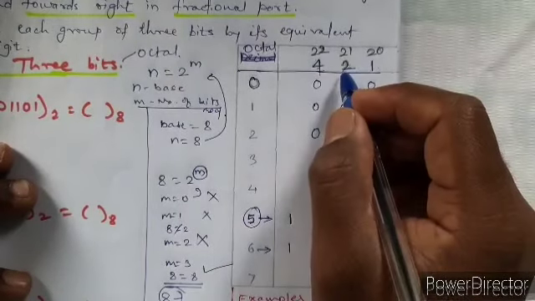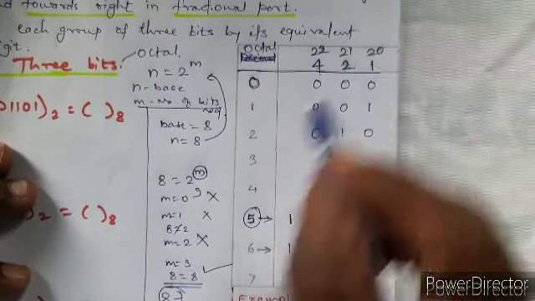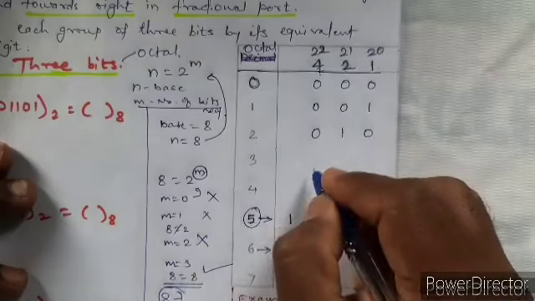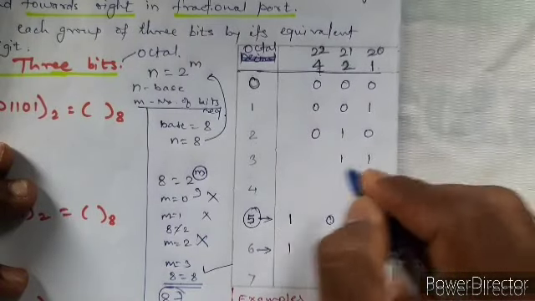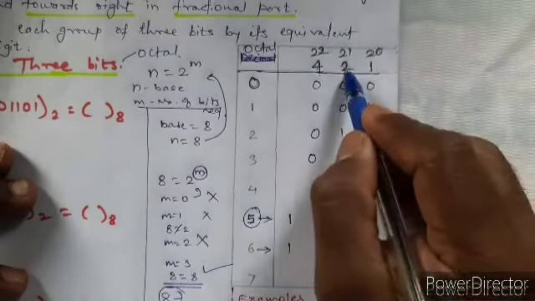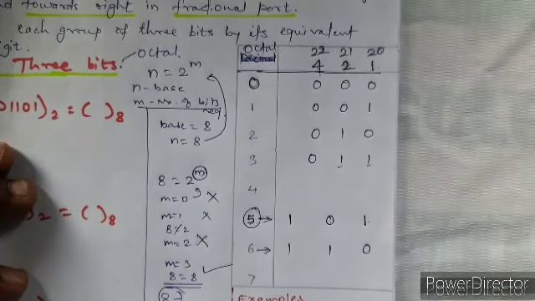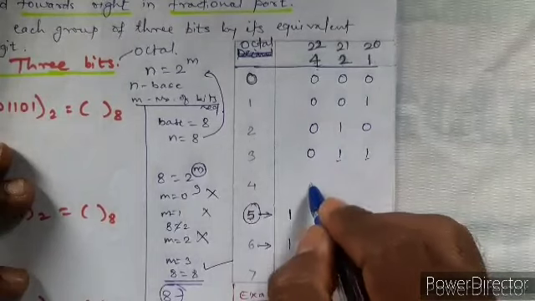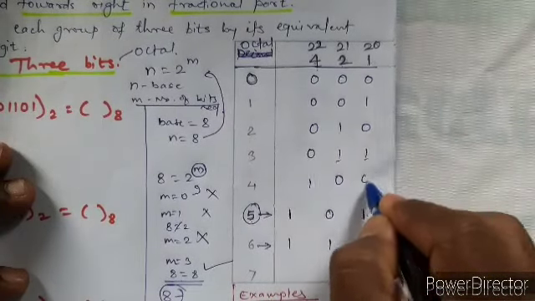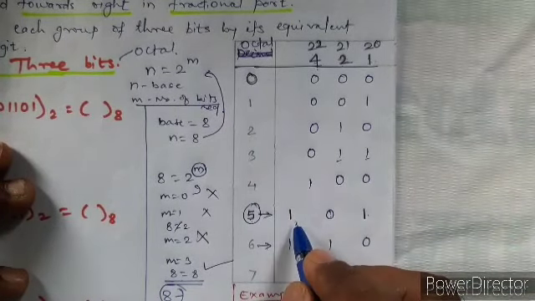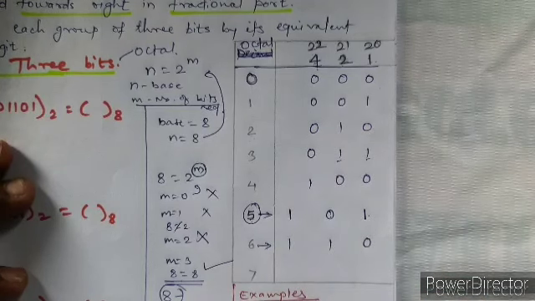3, how is 3 formed? Do we have 3 here? No, we need to have a combination of these numbers. So it is 2 plus 1, that is 3. I have taken 2, so here it is 1. I have taken 1, so here it is 1. How is 4 formed? It is 1 0 0. How is 5 formed? It is 1 0 1. How is 6 formed? It is 1 1 0.